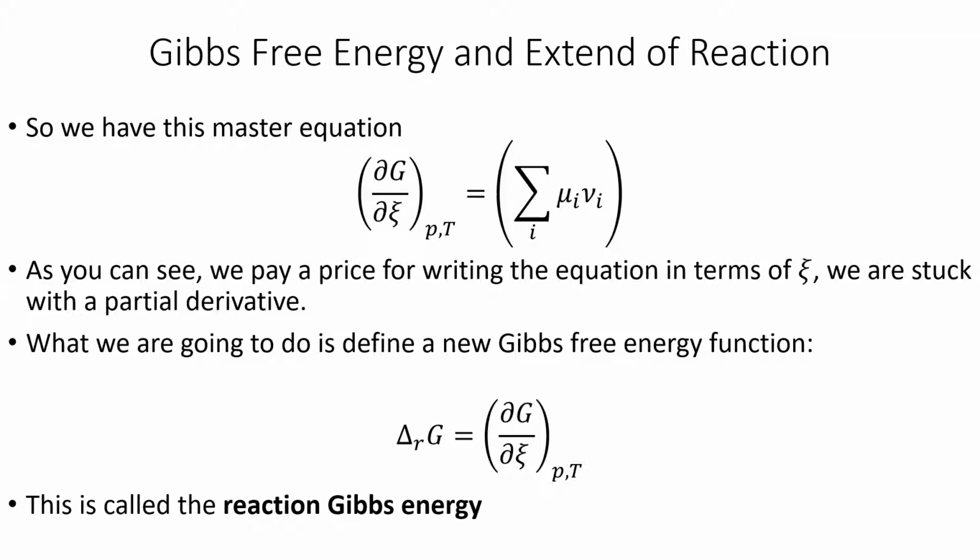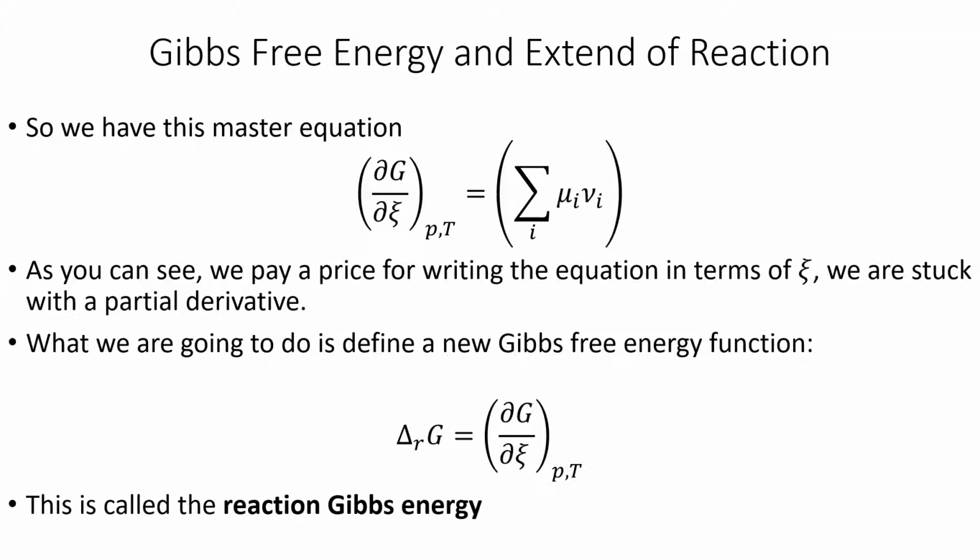What we are now going to have to do is define a new kind of Gibbs free energy function, which we denote as delta subscript r g is equal to this dG d chi parameter. And this is called the reaction Gibbs energy. So I'm going to say that again. This is called the reaction Gibbs energy.